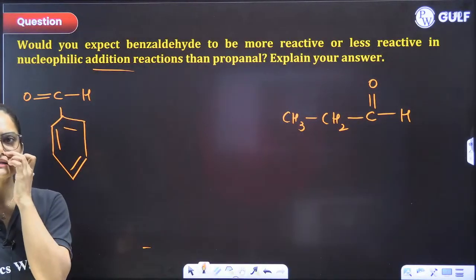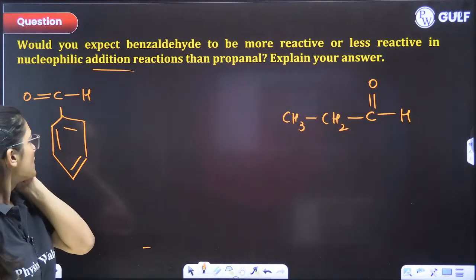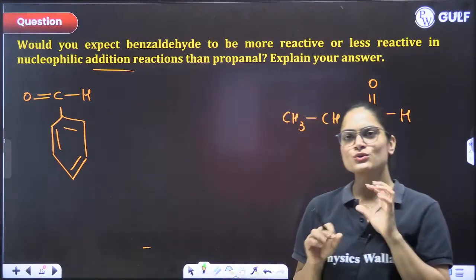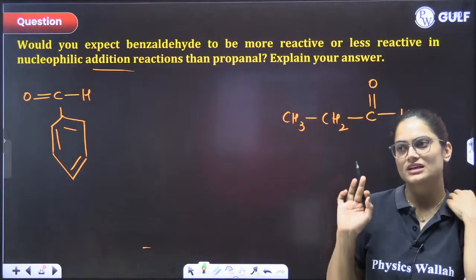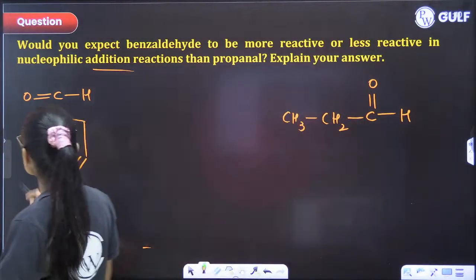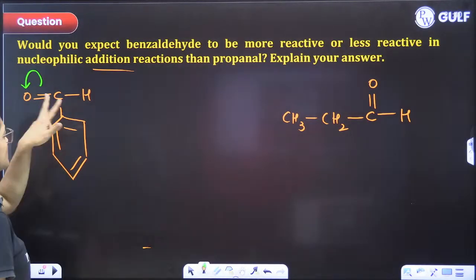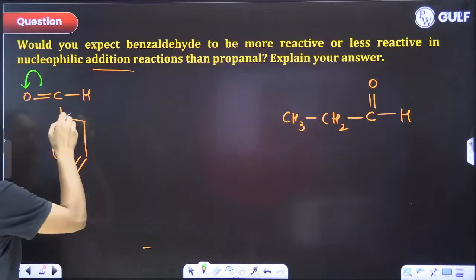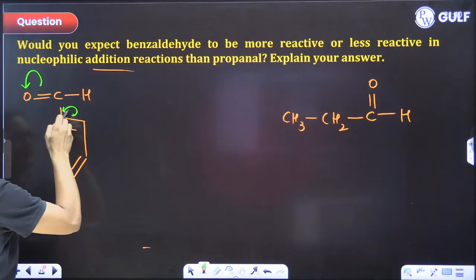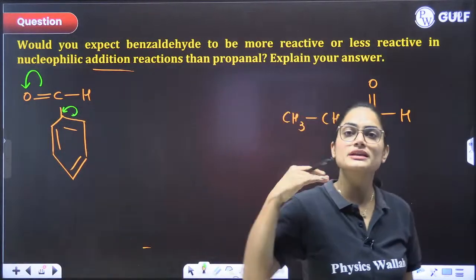Less reactive, because of more steric effect and more inductive effect. In the case of benzaldehyde, the nucleophile goes to the carbon which is more electrophilic. Here pi electrons will shift towards this oxygen, so this carbon would acquire positive charge. Then pi electrons will shift here. There will be a resonance effect, as it is getting electrons from the benzene ring by resonance.